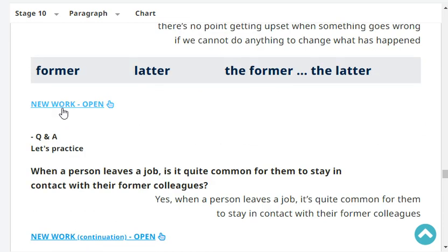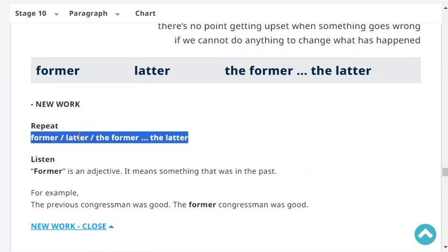Very good. Next, repeat: former, latter. The former, the latter.